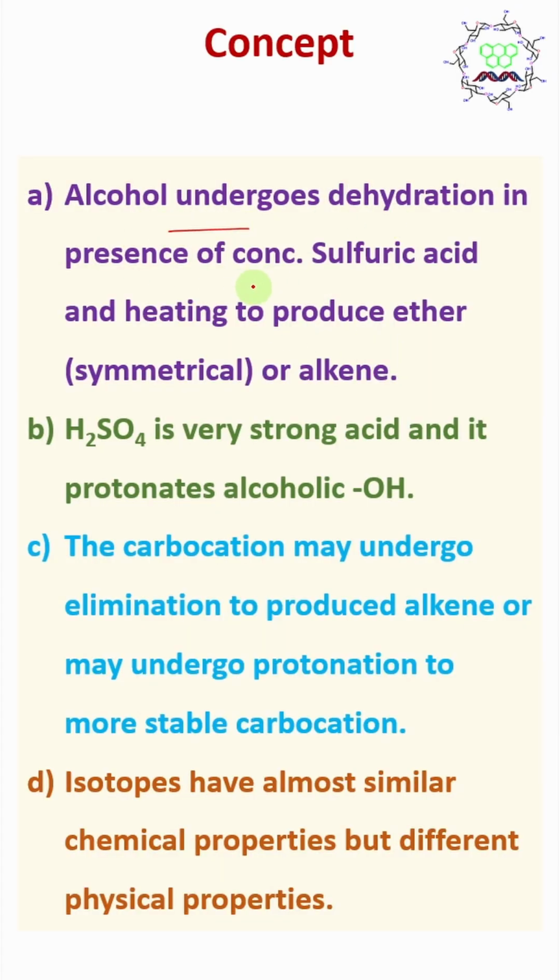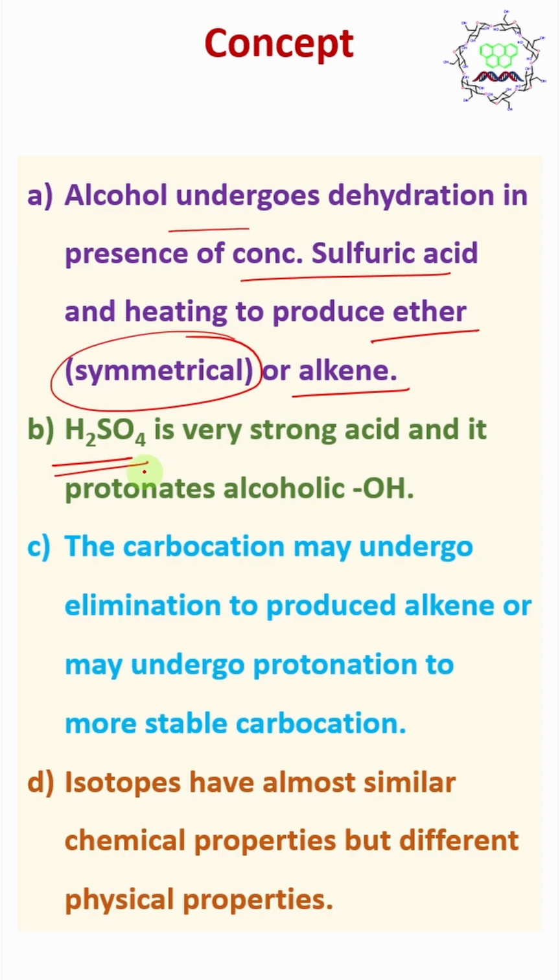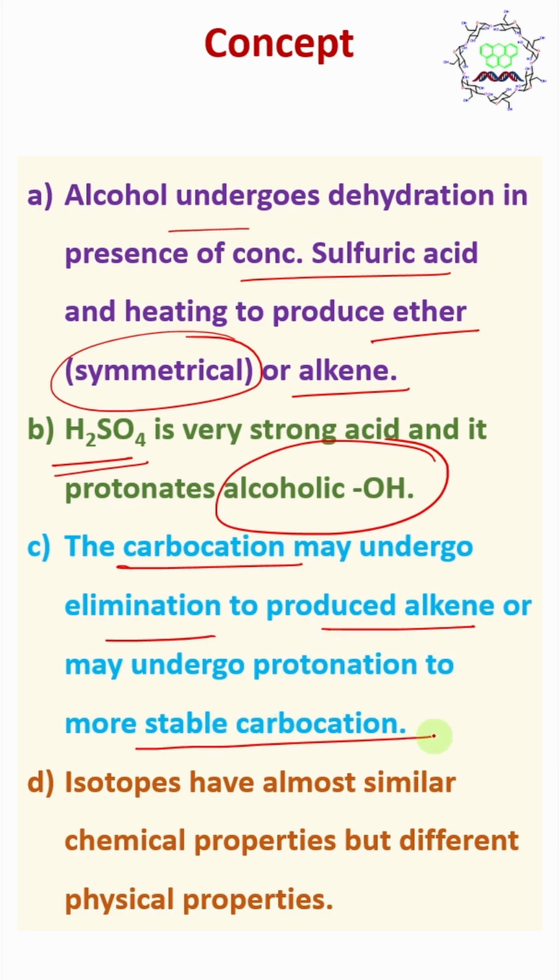Alcohols can undergo dehydration in the presence of concentrated sulfuric acid to produce either ether or alkene, and ether means symmetrical ether, obviously depending on the reaction condition. Sulfuric acid being a very strong acid, its target is to donate a proton to someone else. Someone will accept the proton, and in this case this alcoholic OH will accept the proton. Later on it will produce a carbocation, and that carbocation can undergo elimination to produce an alkene or rearrangement to produce a more stable carbocation.